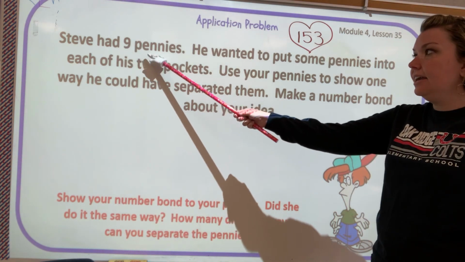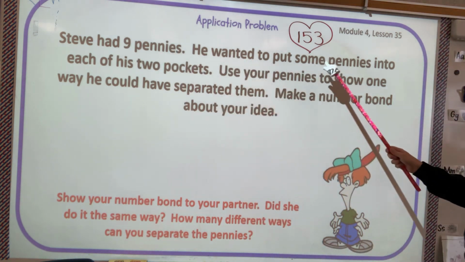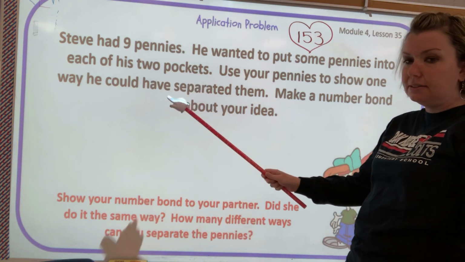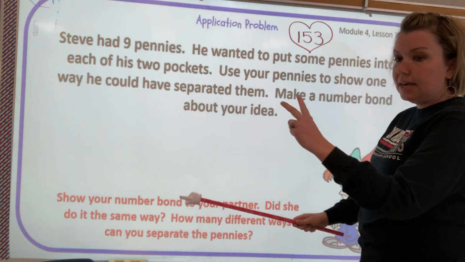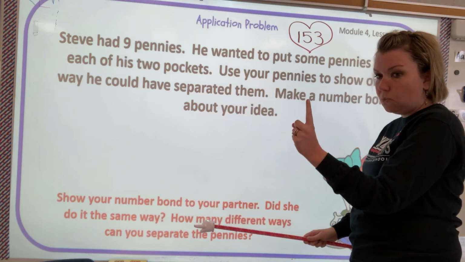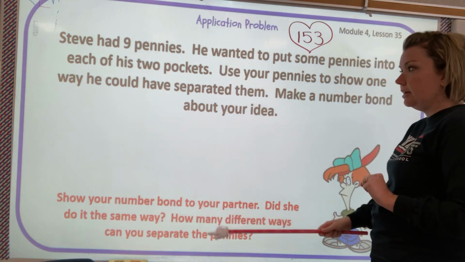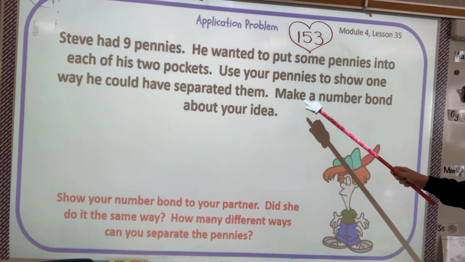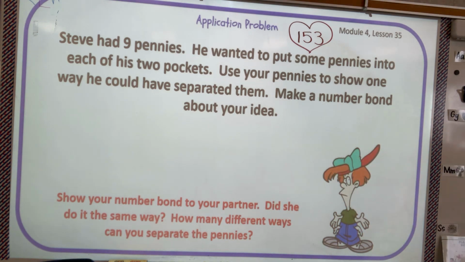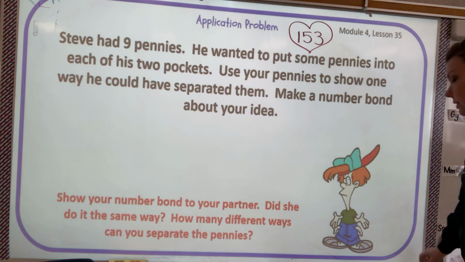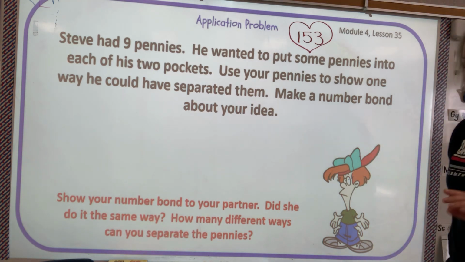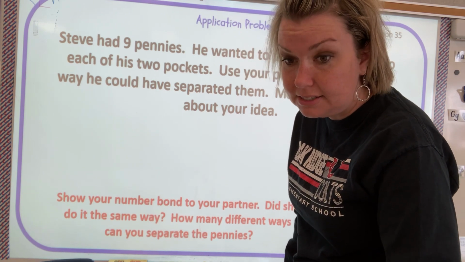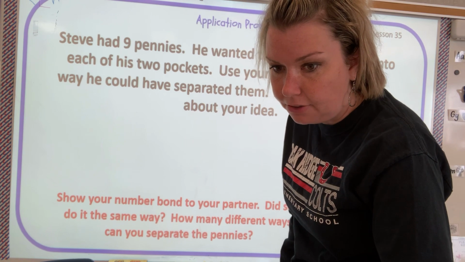Steve had 9 pennies. He wanted to put some pennies into each of his 2 pockets. Each means he has 2, so he's going to put some money in one pocket and some money in the other pocket. Use your pennies to show one way he could have separated them. Make a number bond about your idea. Okay, whew, that was a lot. A lot of information for me to hold in my head. So I'm just going to take it one sentence at a time. Let's do that together.